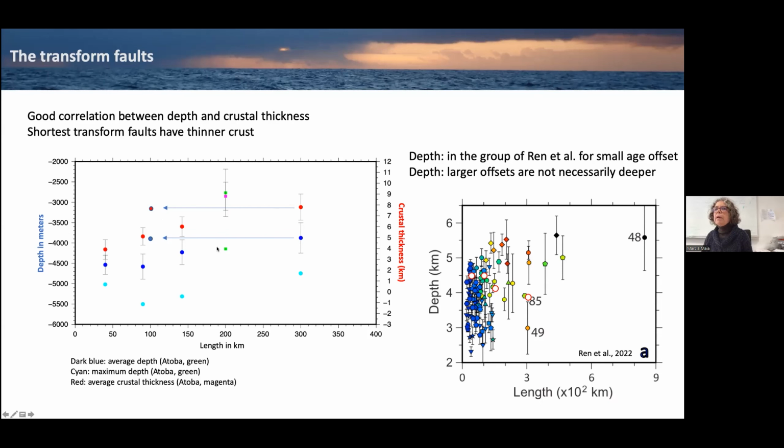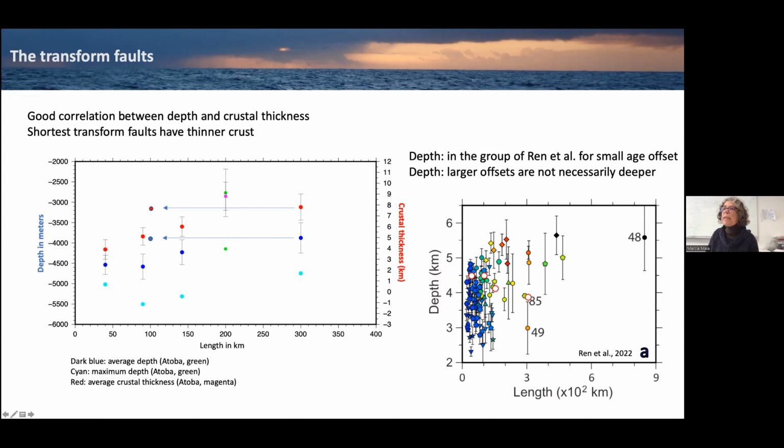Now, if you put the transform faults of St. Paul in the global study that was published very recently by Ren and colleagues, where they considered different transform systems around the world, and you compare the depth of the transform and the length of the offsets, the three shortest transform faults of St. Paul lie in the group of the smallest offset, and the larger one would be around here.